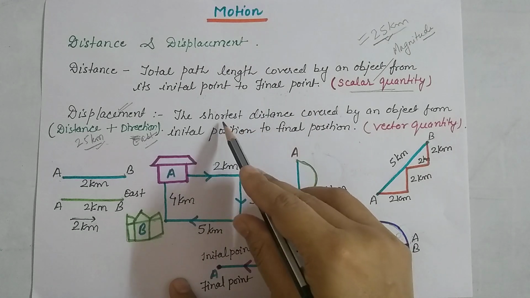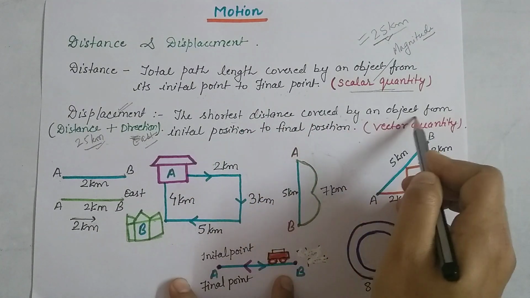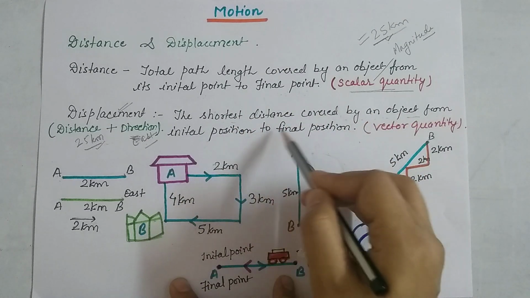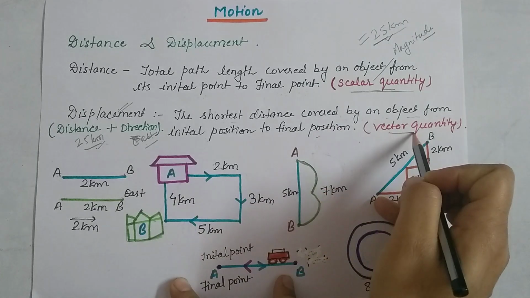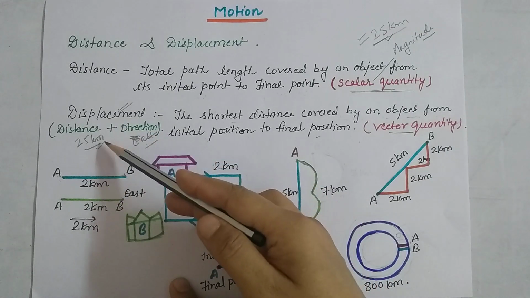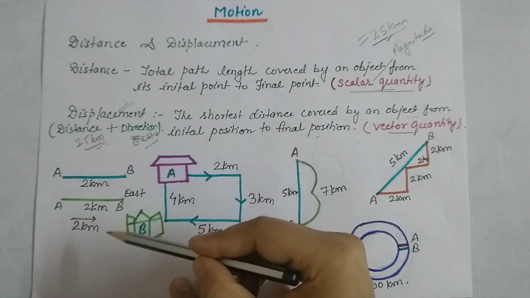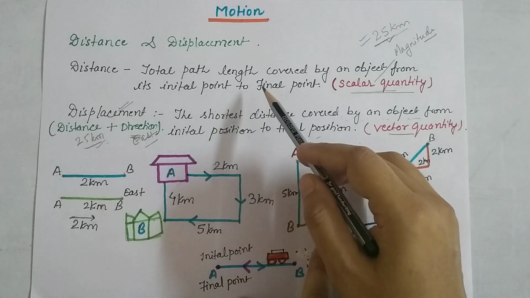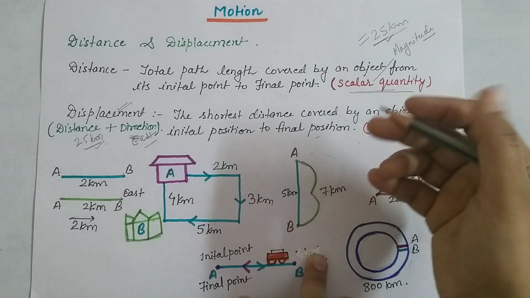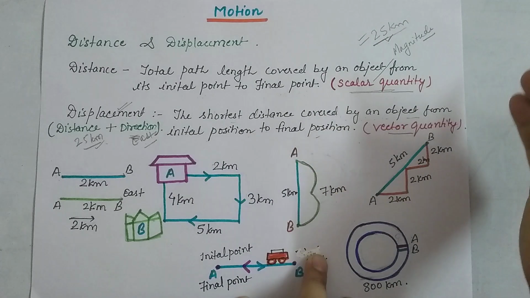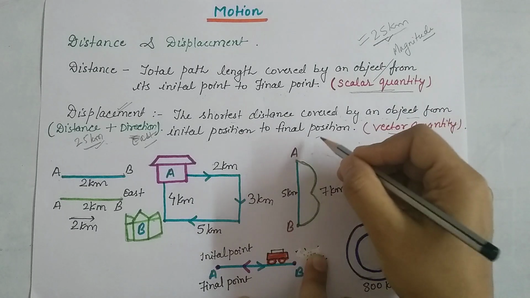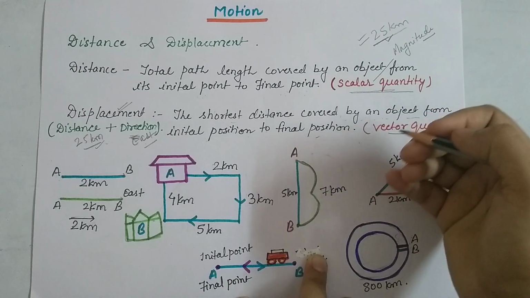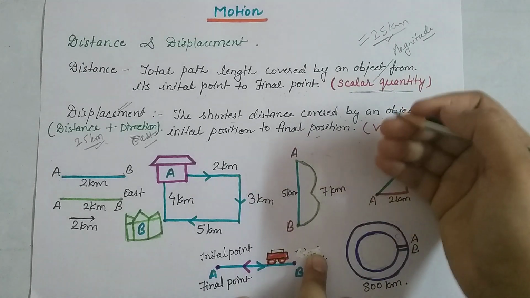Displacement is defined as the shortest distance covered by an object from its initial point to its final point, and it is a vector quantity, with magnitude as well as direction. So the difference is that distance shows how much length or ground was covered by an object, and displacement shows how far you are from the initial point to the final point.